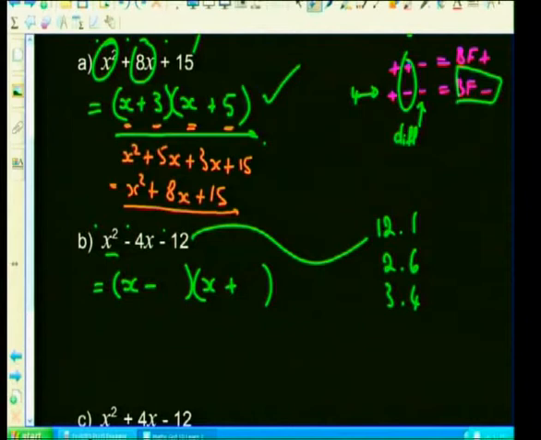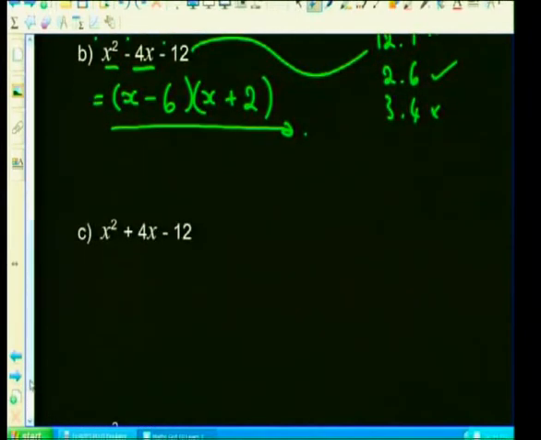What difference of these numbers is going to give me my middle term? Well, the difference between 12 and 1 is 11. That's not going to help me. The difference between 3 and 4 is 1. That's not going to help me. The difference between 2 and 6 is 4. That's where we're going to go. Biggest factor minus 6, 2. There it is, factorized for us. This seems to be quite easy.